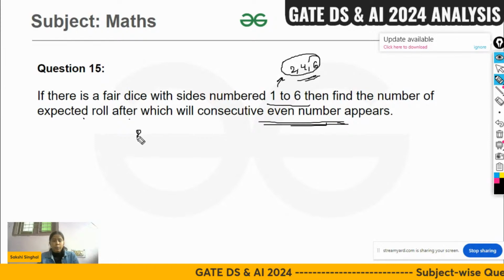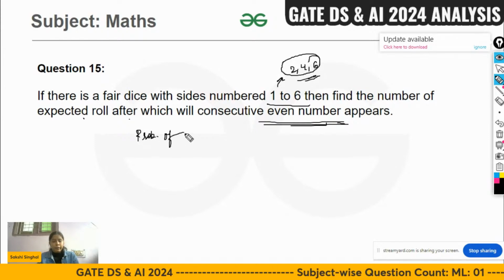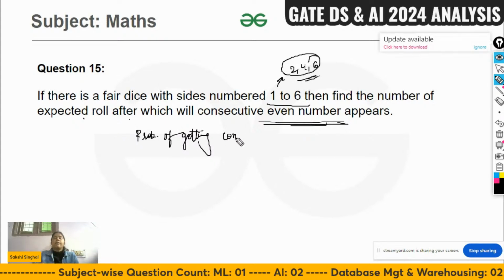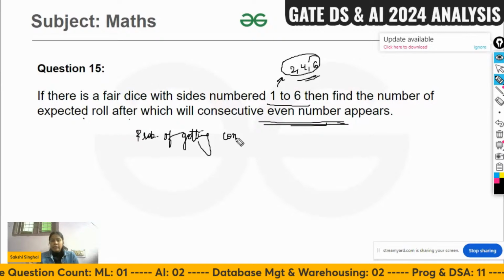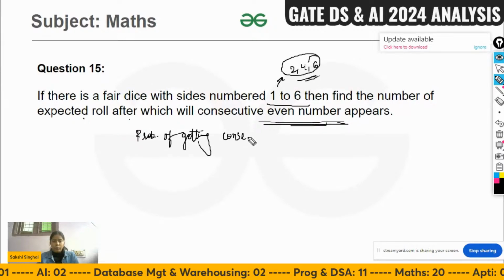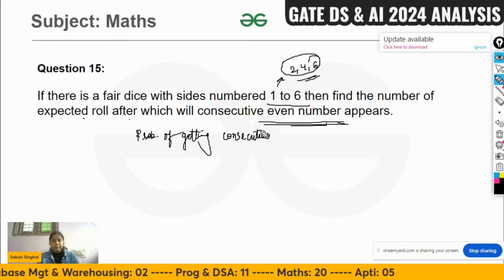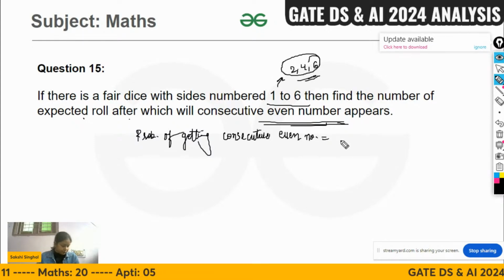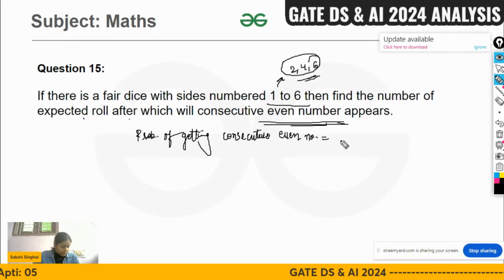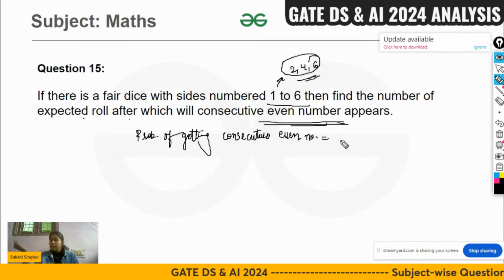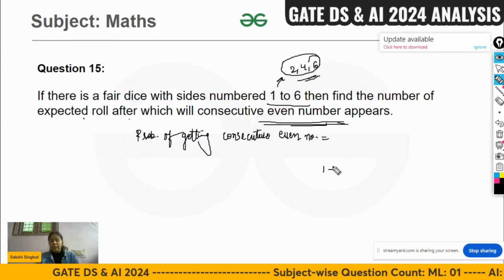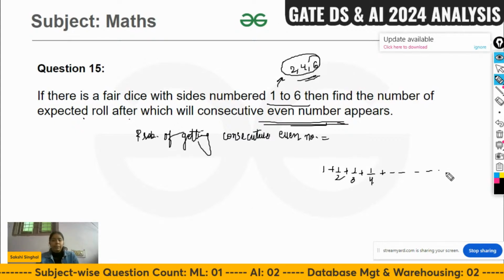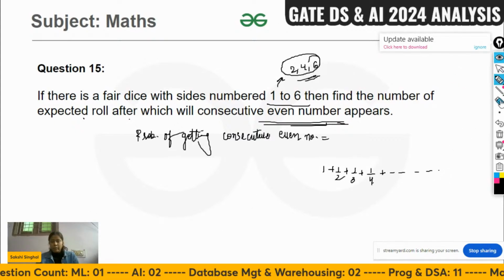So first of all, find the probability of getting consecutive even numbers. That means we have to roll a dice until we get consecutive even numbers, right? Can anybody tell me what would be the probability of getting consecutive even numbers? What is the meaning of infinite series? Abid is asking. Infinite series means its terms go up to infinity. If I write 1 plus 1 by 2 plus 1 by 3 plus 1 by 4 and so on, it is going up to infinity. So that we call an infinite series.